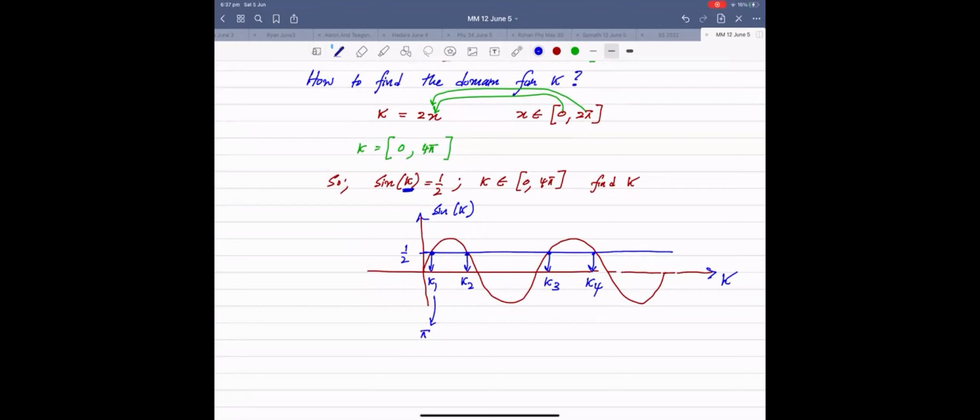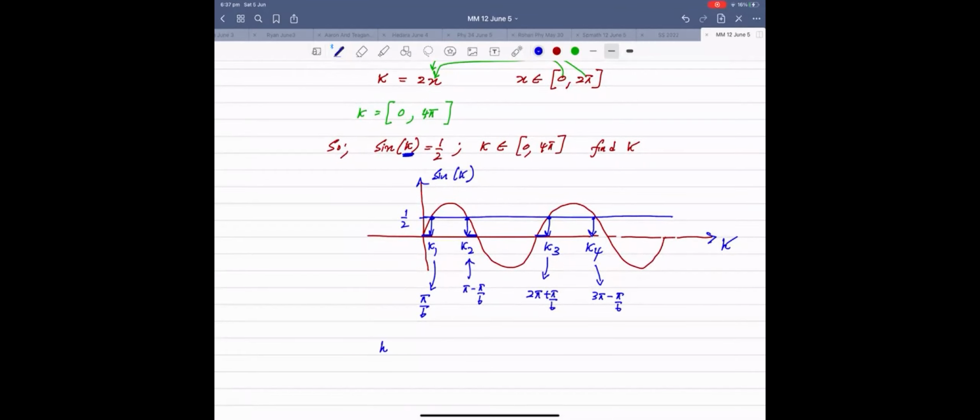From the table straight away, pi divided by 6. This one would be pi minus pi divided by 6. Why? Because this gap, you know now, this gap is pi divided by 6. Now this gap also pi divided by 6. So this one would be 2 pi plus pi divided by 6. Right? What about this? 3 pi minus pi divided by 6. That's it.